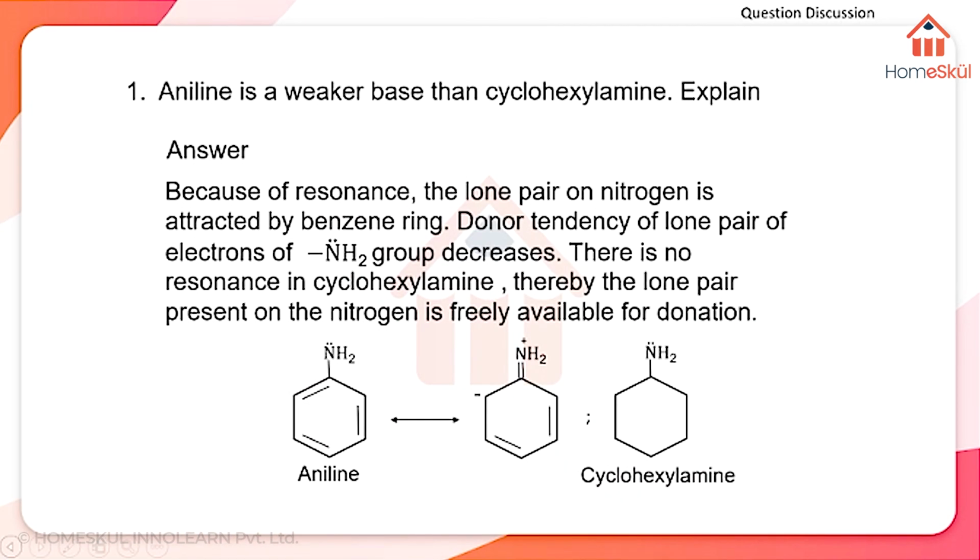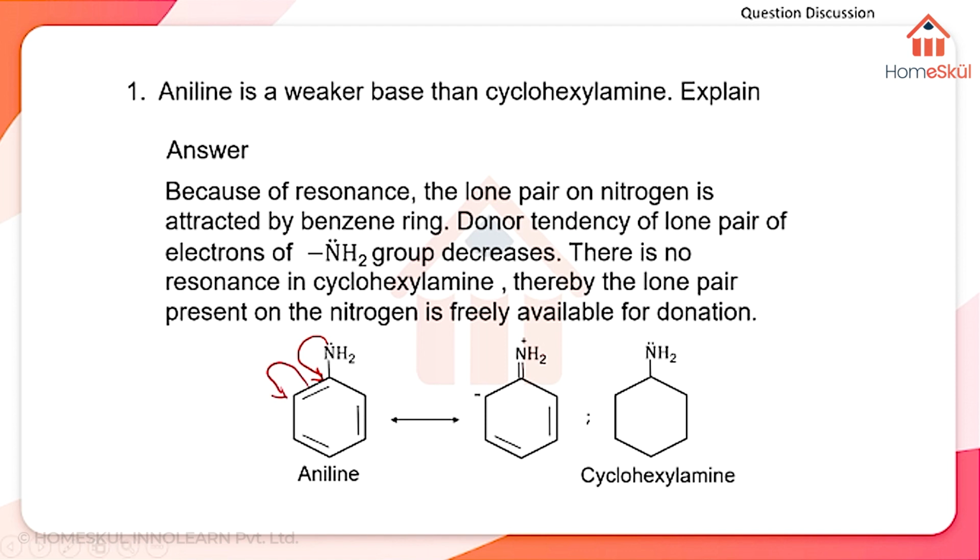That is, aniline is a weaker base than cyclohexylamine. Explain. You know, in aniline, the NH2 group is directly attached to the benzene ring. So here you can see that the benzene ring will act like an electron withdrawing group. That is, the electrons on nitrogen are delocalized over this benzene ring. You can see here the lone pair electrons on nitrogen will come to here, and the double bond electrons come to this position.